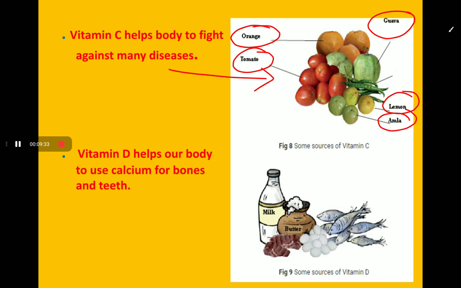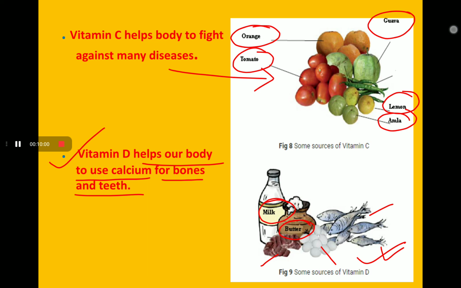Now, the next is vitamin D. Vitamin D helps our body to use calcium for bones and teeth, which is very important for our bones and teeth. And what are some sources for vitamin D? These are some sources for vitamin D. It includes fish, egg, meat, butter and milk. These are some examples of food items that contain vitamin D.